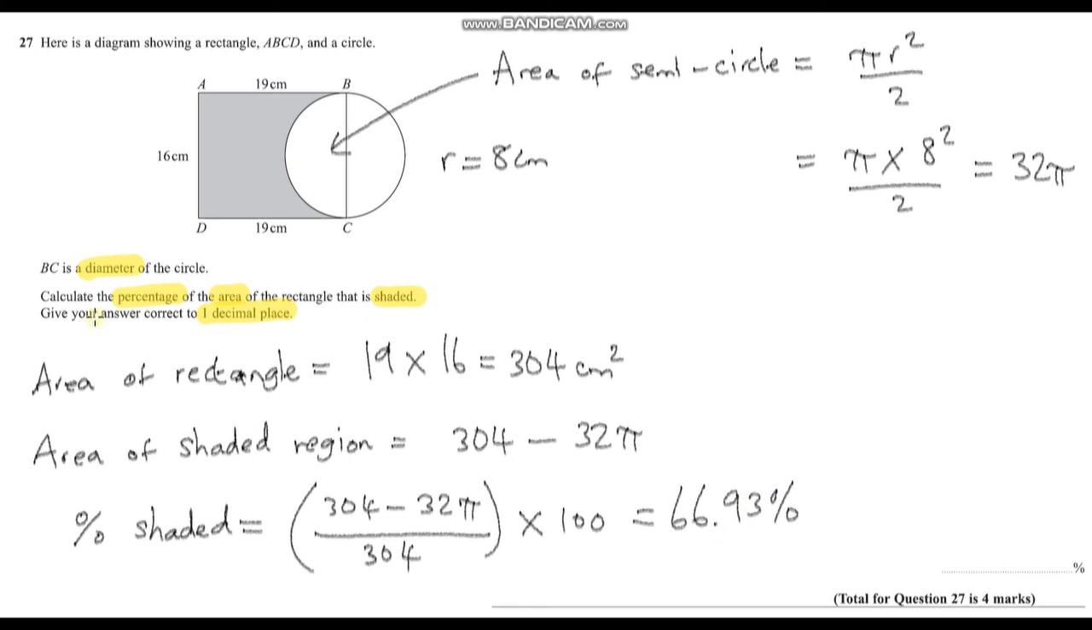Let's look at the question. Give your answer correct to 1 decimal place, so that would be 66.9%.